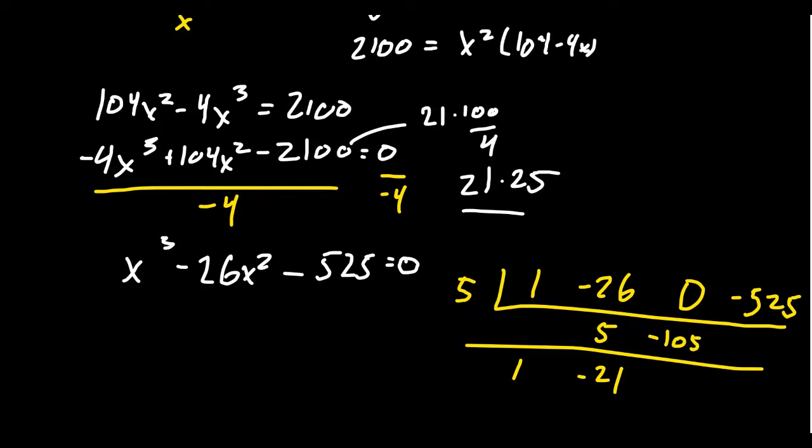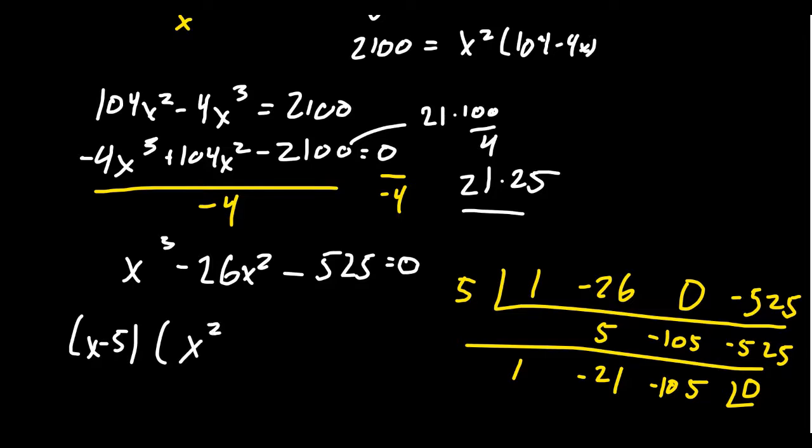Add that to 0, you get negative 105. Then if you multiply that by 5, that's where you get this negative 525 from, for which then you get a 0 right there. So 5 was actually a pretty good guess to start off with. So we end up with x minus 5 times the quadratic x squared minus 21x minus 105, like so, equals 0. We can continue to try to factor this thing.